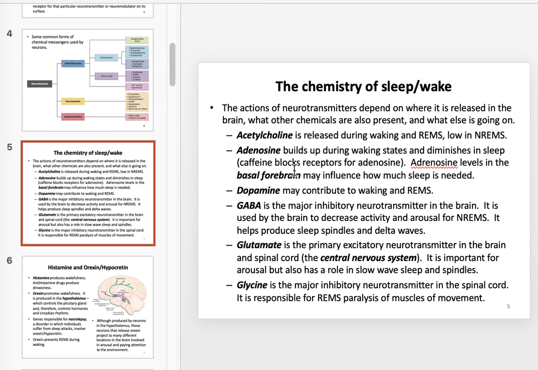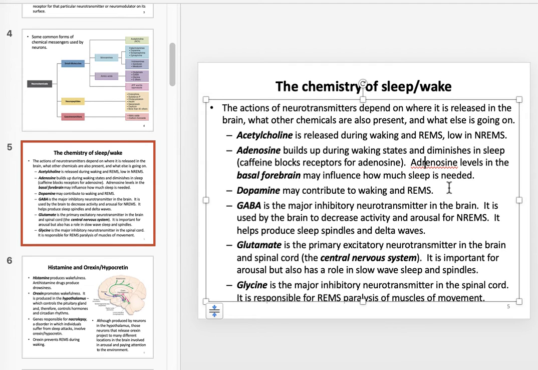Importantly, the basal forebrain area, and we'll get to pictures of where that is in a while, adenosine levels in the basal forebrain probably help influence how much we sleep, because the basal forebrain is going to be really important in triggering us to fall asleep. Dopamine looks like it contributes to waking and REM sleep.